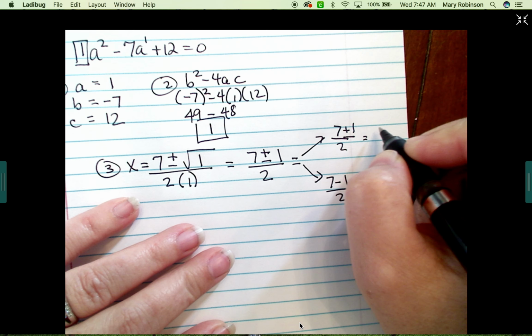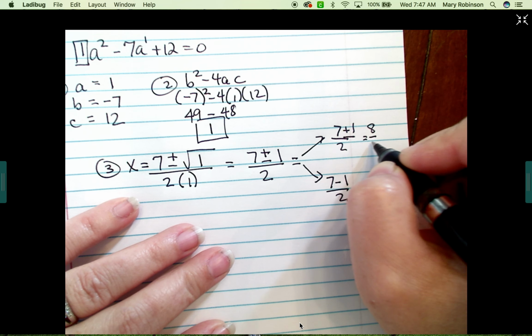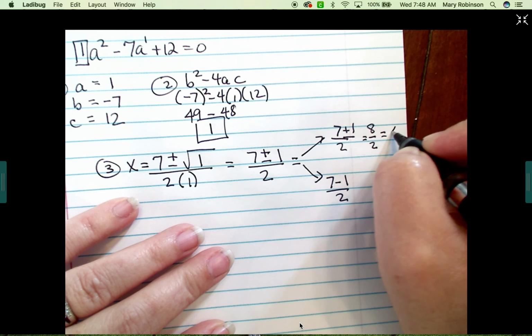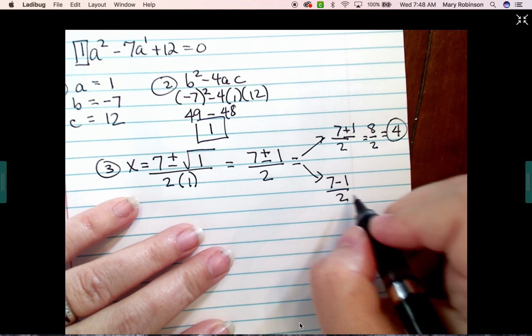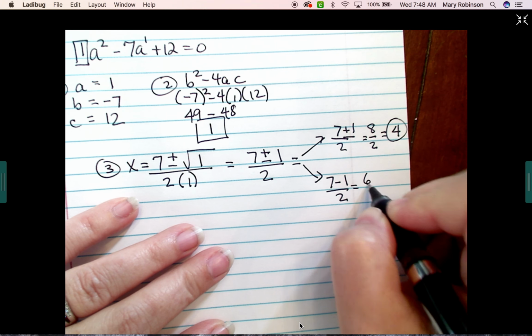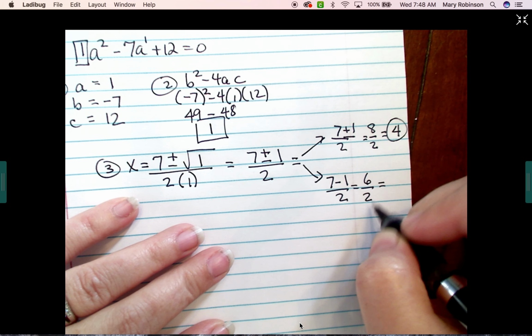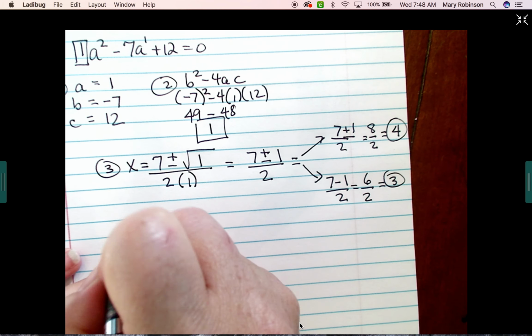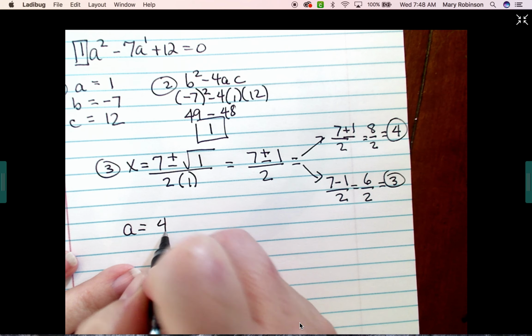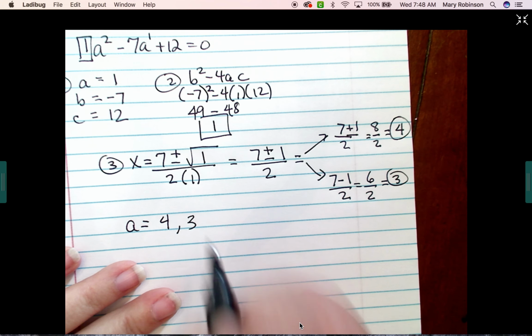Well, 7 plus 1 is 8. 8 divided by 2 is 4. So that's one of our solutions. 7 minus 1 is 6 over 2. 6 divided by 2 is 3. So my solution is 4 and 3.